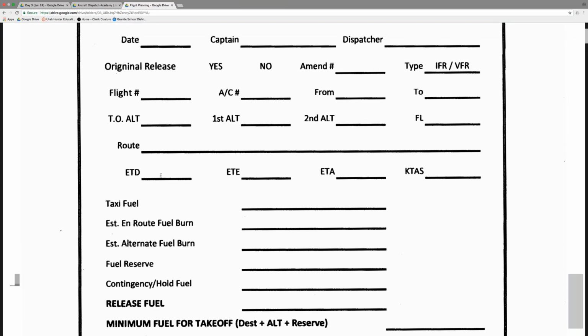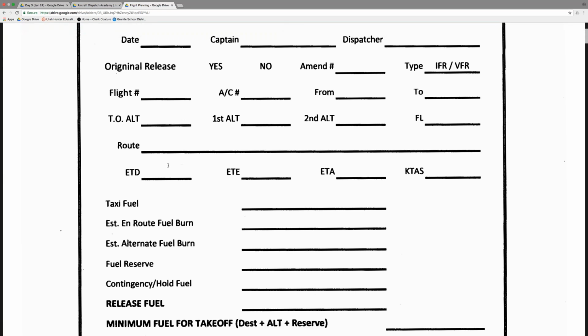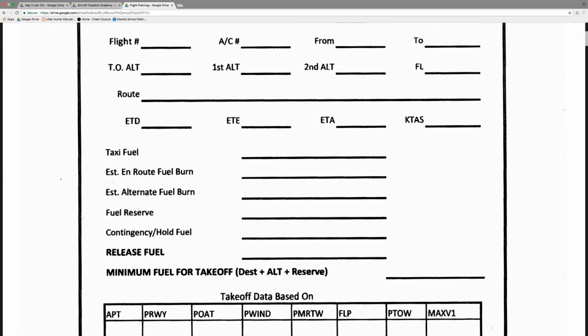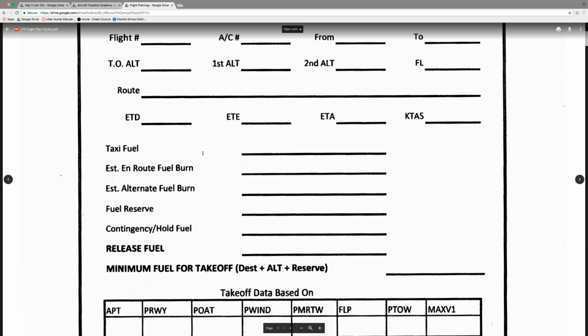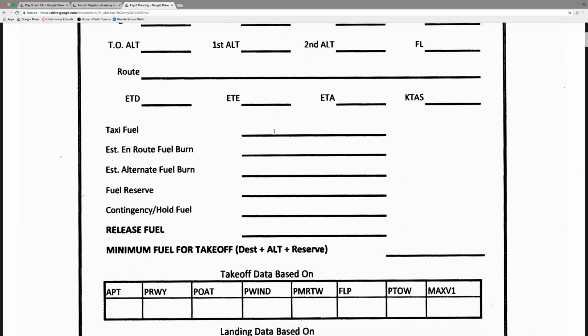Our ETD is our estimated time of departure. Okay. ETE stands for estimated time en route. So this is the time we're going to be taking off or pushing back from the taxi or from the jetway, right? So this is our pushback, our estimated time en route, and then our ETA is our estimated time of arrival. Okay. We're going to plan it to a speed. So this is where we'd put our speed. And then we're going to put our fuel amounts.